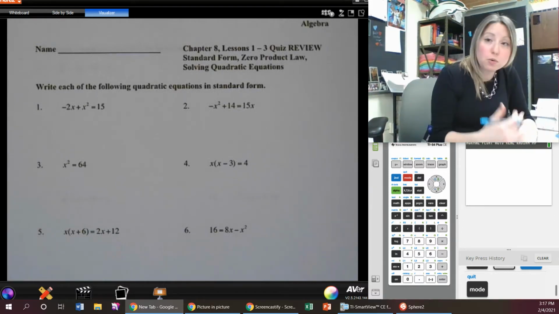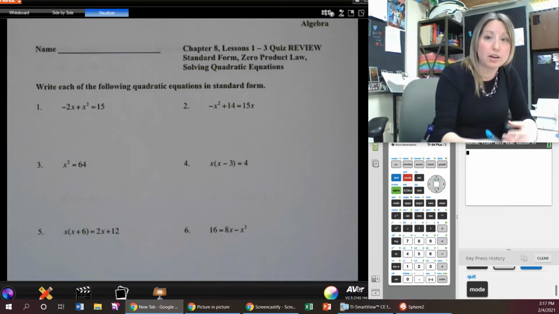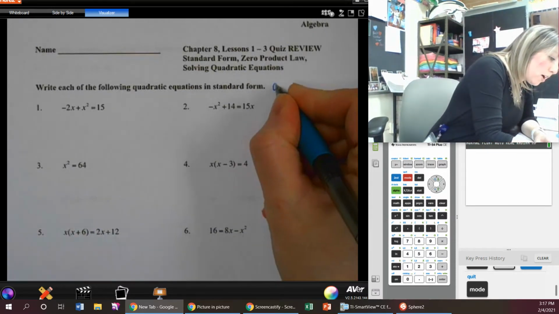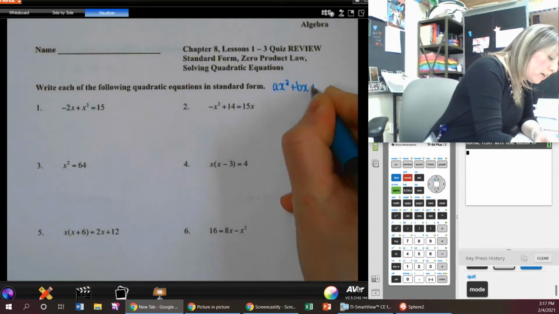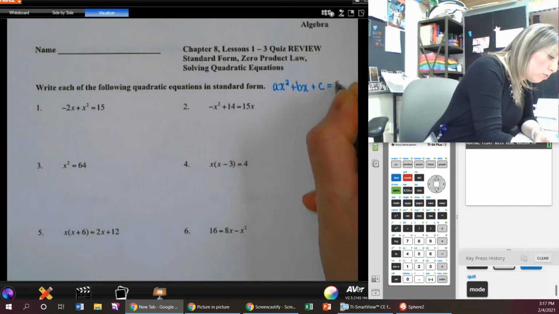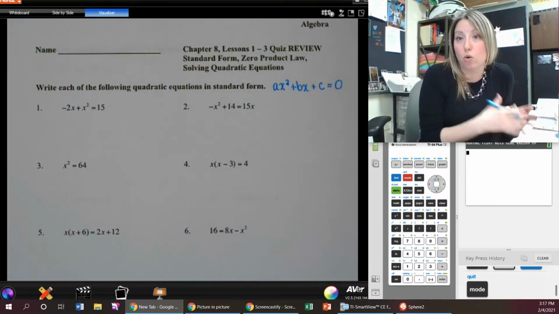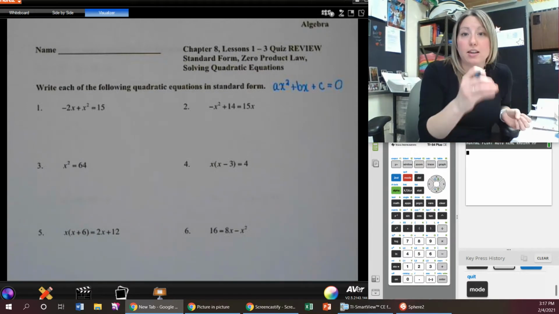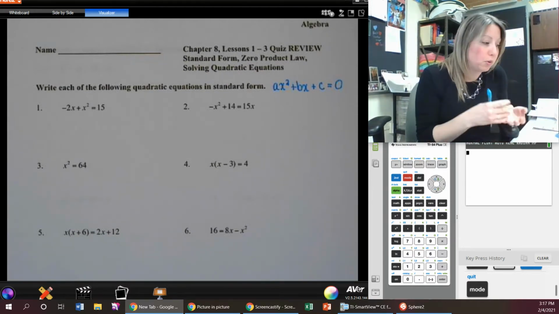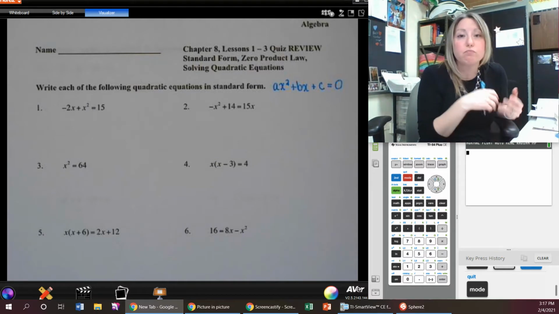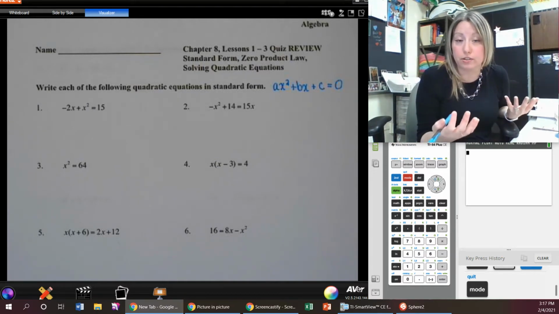So the first thing we want to remember is that standard form of a quadratic equation is ax squared plus bx plus c equals 0 form. So we're getting descending exponential order with our polynomial equals 0. So there is, of course, a point to that, which we will use with the zero product law, but we want to make sure we can easily get a quadratic equation into standard form.